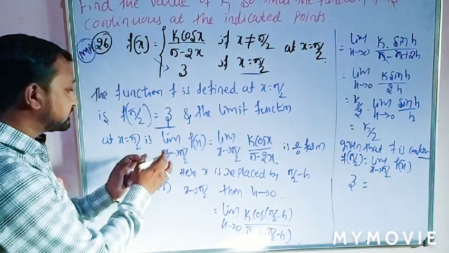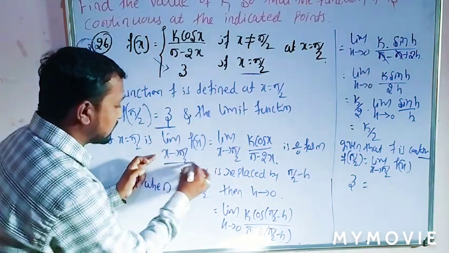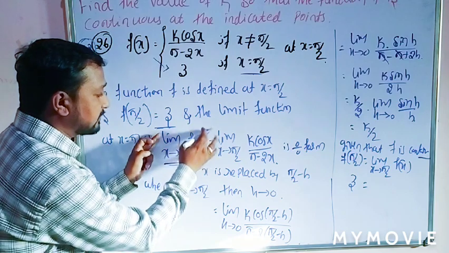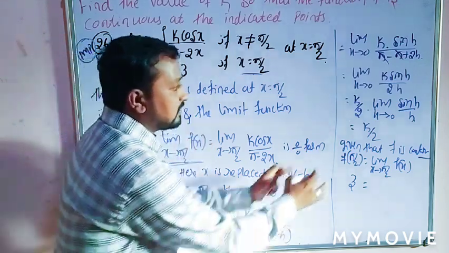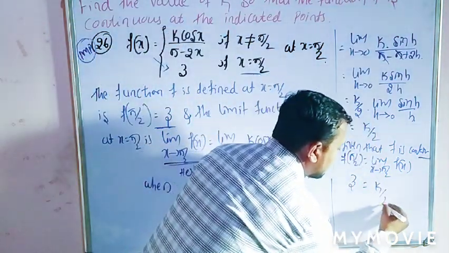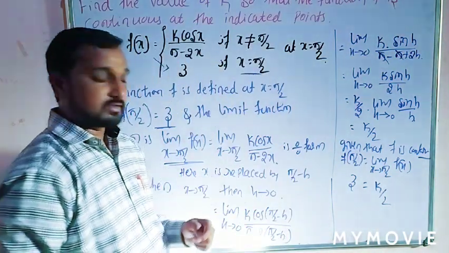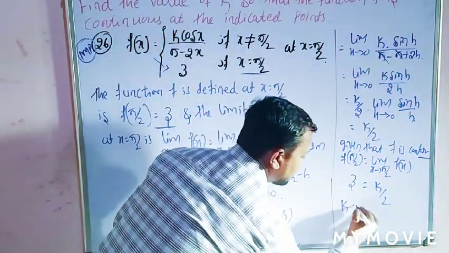Then the limit of f of x as x tends to pi by 2, this is your limit function. Its value should be k by 2. Then the value of k should be 6.